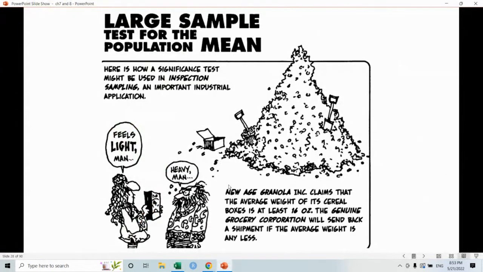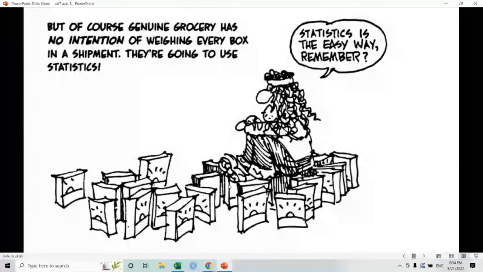Large sample test for the population mean. Here is how a significance test might be used in inspection sampling, an important industrial application. Anyhow, New Age Granola Inc. claims that the average weight of its cereal boxes is at least 16 ounces. The Genuine Grocery Corporation will send back a shipment if the average weight is any less. But of course, Genuine Grocery has no intention of weighing every box in a shipment. They're going to use statistics.